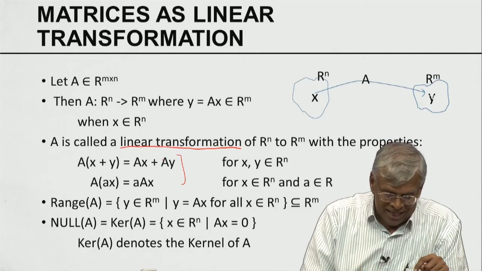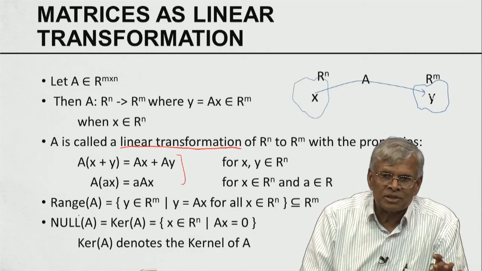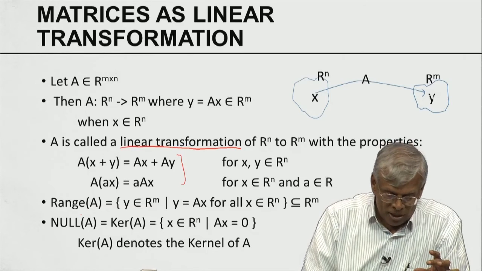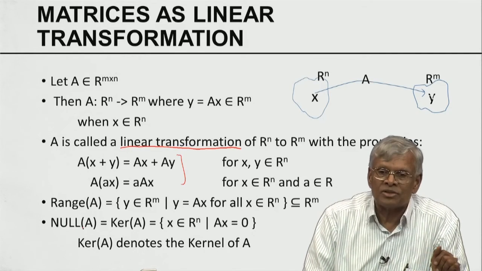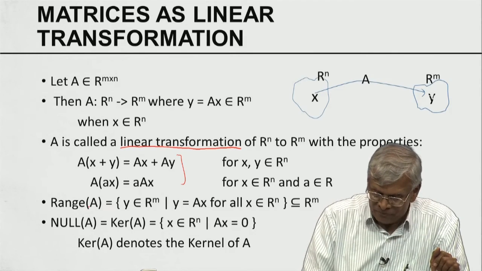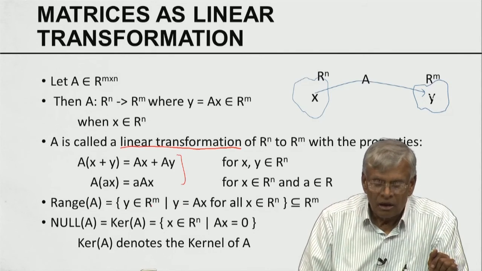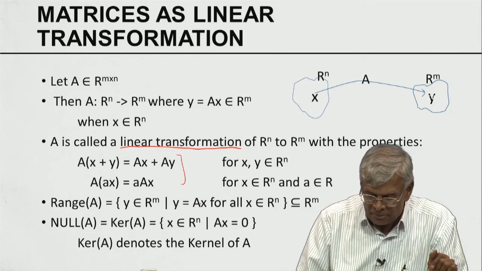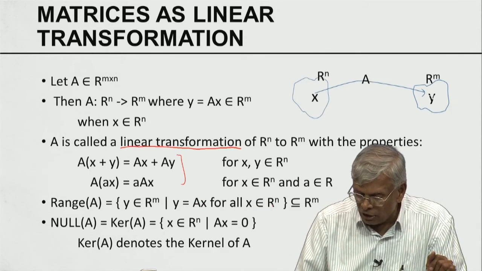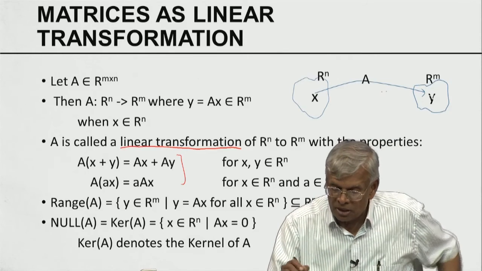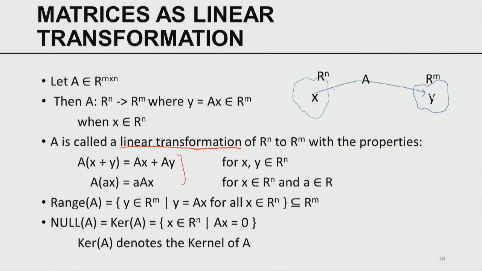So given a transformation A, there are two spaces associated with it. One is called the range space, another is called the null space. Given A, the range space consists of all those vectors y in Rm, where each y is obtained as a product of A and x for all x belonging to Rn. Looking at this picture, A is known, I pick every x in Rn, and take every vector through A to this vector. So the set of all collections y so obtained is called the range of A.